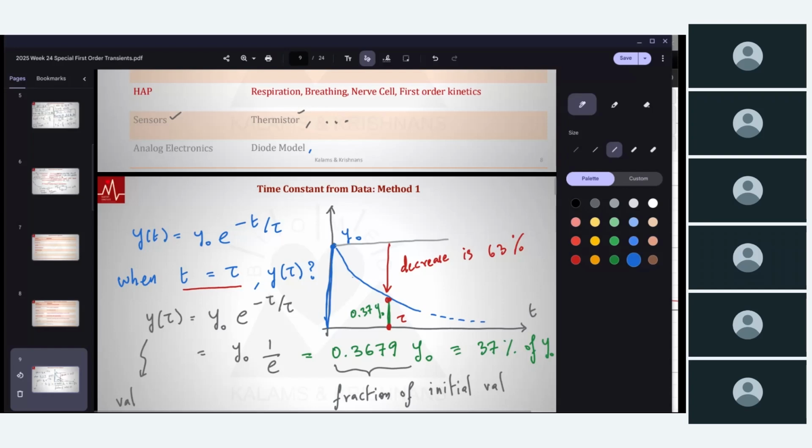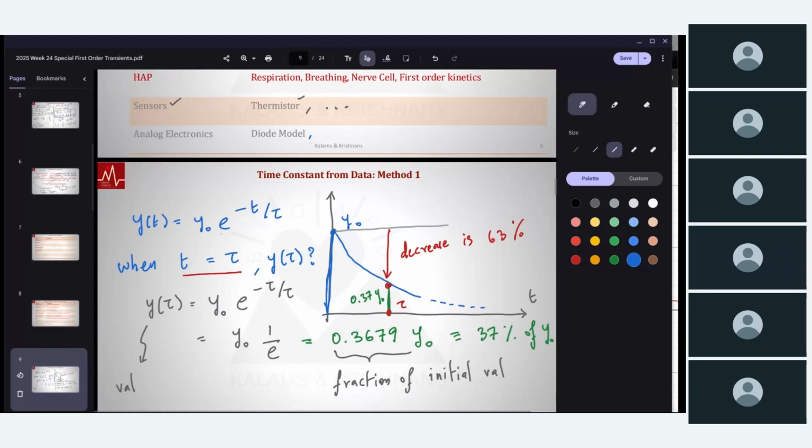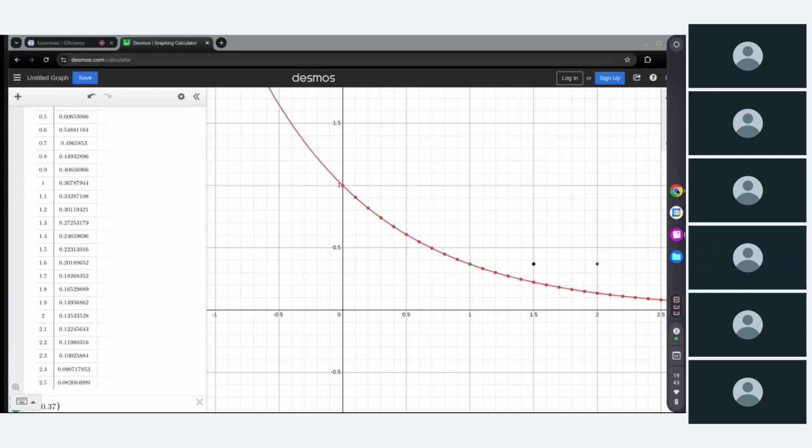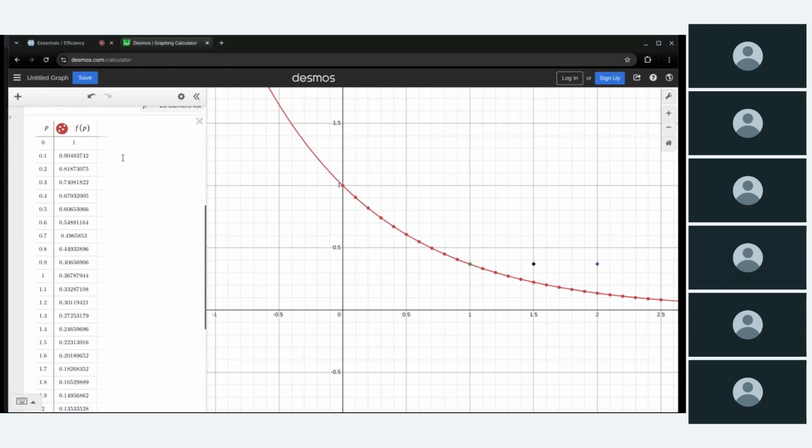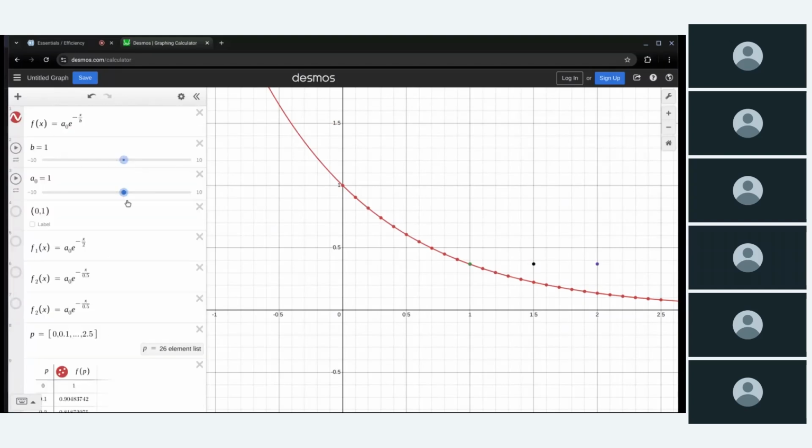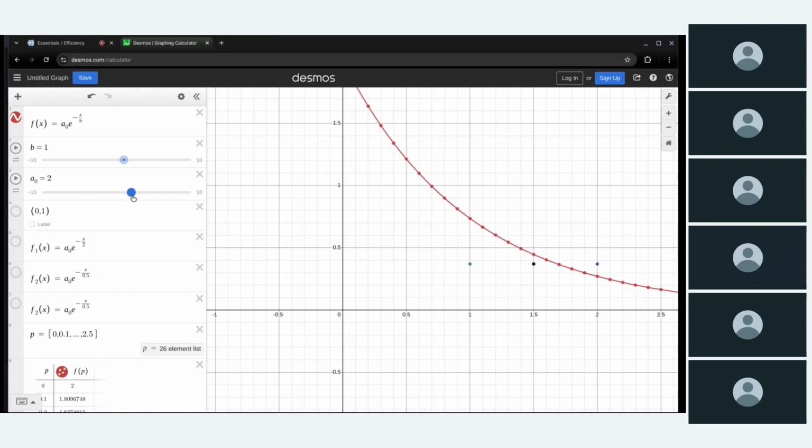In that sense, notice, we showed it. Starting with any y naught, at t equals tau, what is left is 0.367 or 37%. Okay, you could also see that in the table here. Now let's change that y naught. Let's make it 2. Our time constant is right now 1. So with 2, what is 37% of 2? 0.37 into 2, roughly 0.74.